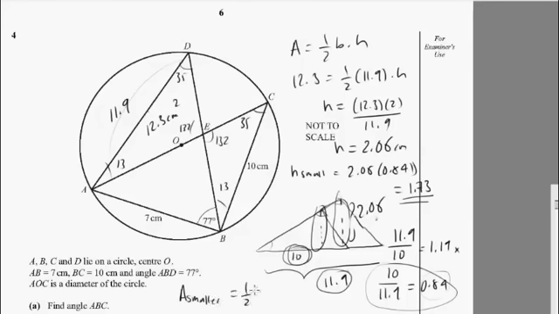So area of the smaller triangle is equal to half base times height. We have the base as 10 for that smaller one, and we have the newly calculated height, which is 1.73. Punching it in your calculator, and if you carry all decimal places, you will get 8.68 centimeters.